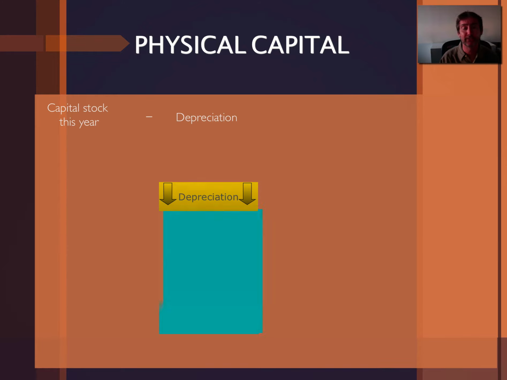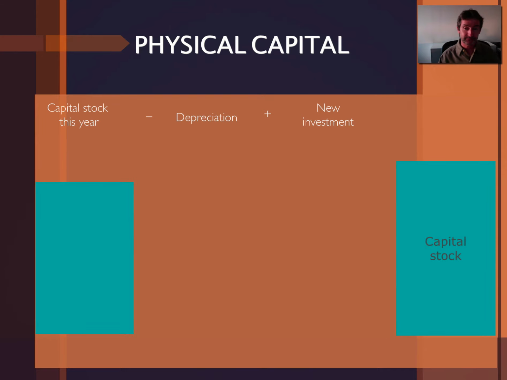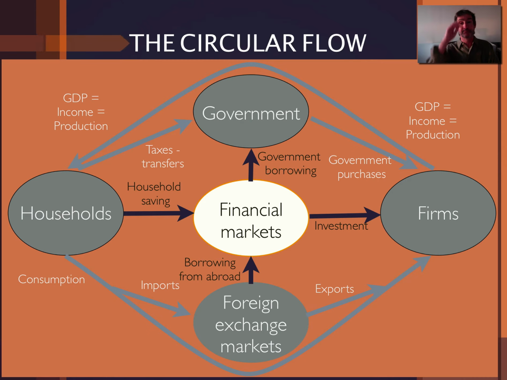Buildings will fall down, computers will become obsolete, and so forth. But at the same time, firms engage in new investment, buying new machinery, building new factories. All of this pushes up the capital stock. The net effect of these two things gives us the capital stock at the end of the year. So in the end, as long as new investment is greater than depreciation, the capital stock next year will be greater than the capital stock that we started off with.